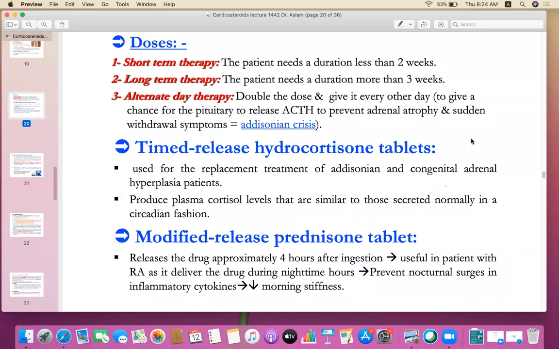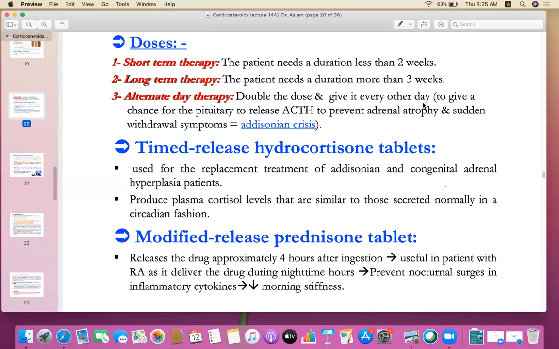Okay, and that's why generally, instead of giving a daily dose to the patient, the best way is to give alternate day therapy. What happens in this? Double the dose. Suppose the patient is taking a 5 milligram steroid tablet daily. The best way is to give 10 milligram on Sunday, Monday no medication, Tuesday 10 milligram, Wednesday no medication, Thursday 10 milligram, like this. Double the dose and give it every other day.